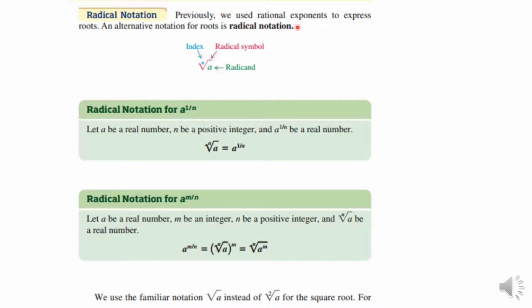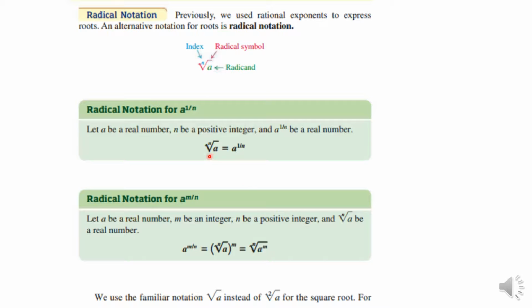Previously, we used rational exponents to express roots. This is an alternative notation. The number that is in the little check mark nest is called the index. The red symbol is called the radical symbol, and what is underneath the radical symbol is called the radicand.